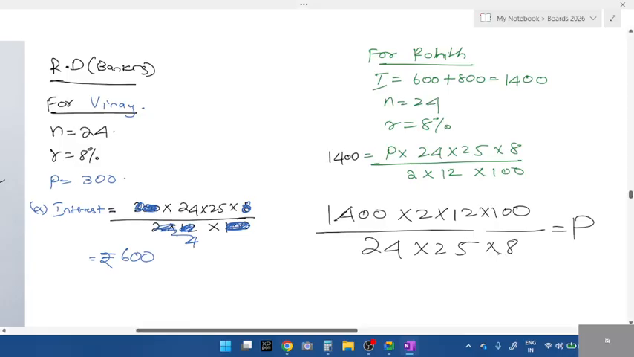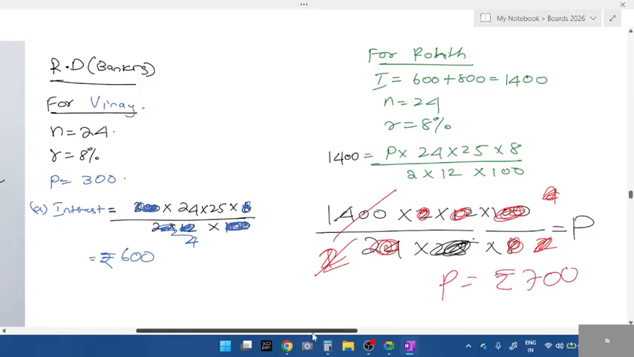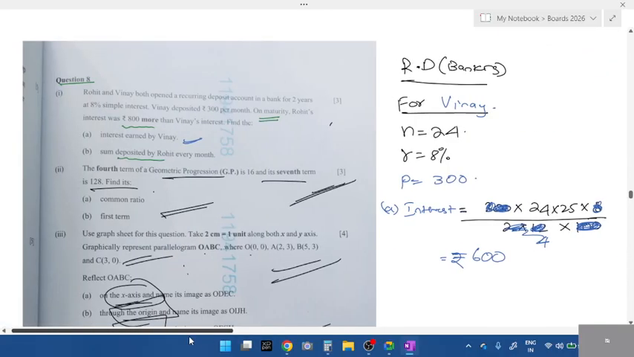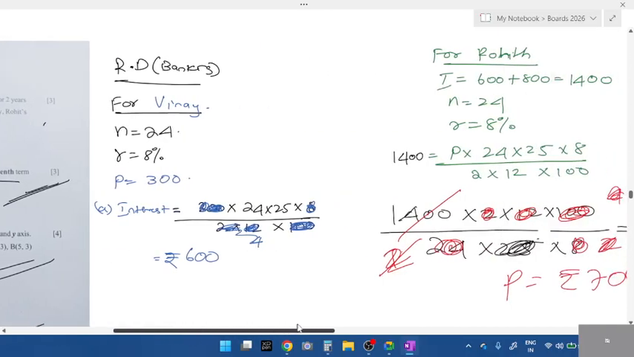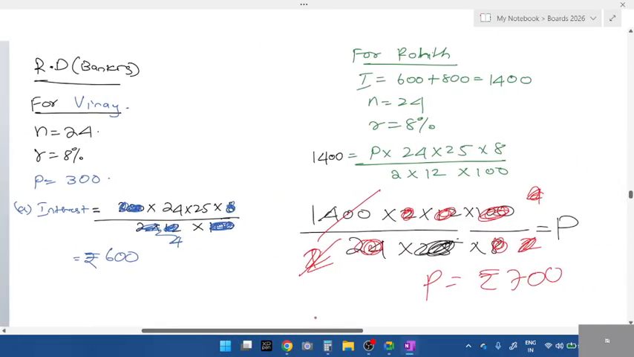Let me reduce it. 25 ones are 25 fours are. 4 ones are 4 twos are. This 2 and 2 gets cancelled. 2 ones are 2 12s are. 12 ones are 3 is equals to rupees 700. And along with this, they might ask an additional question. What is the sum deposited by Rohit? Who has invested more? Rohit or Vinay? Who's invested more?